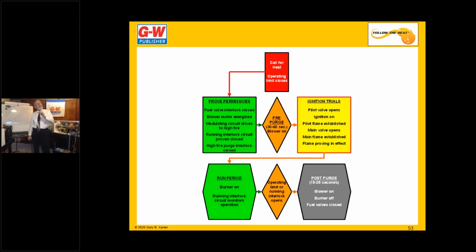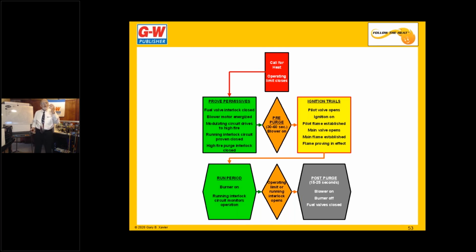Once we've lit and can prove it, we're in the run period. The burner runs until something tells it to shut down. And then we go into our post-purge. So the sequence is always the same. The timing might be a little different, but the sequence of operation never changes. It's the only safe way to start, run, and stop a burner.